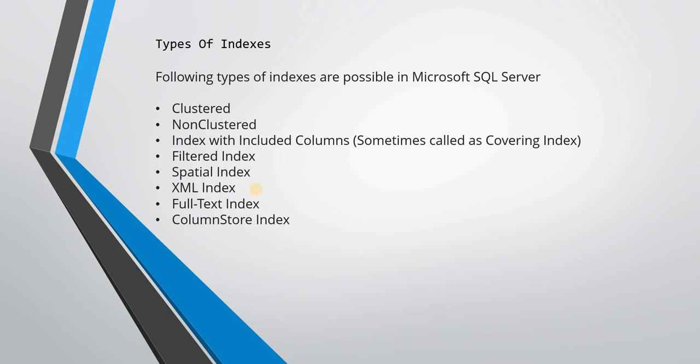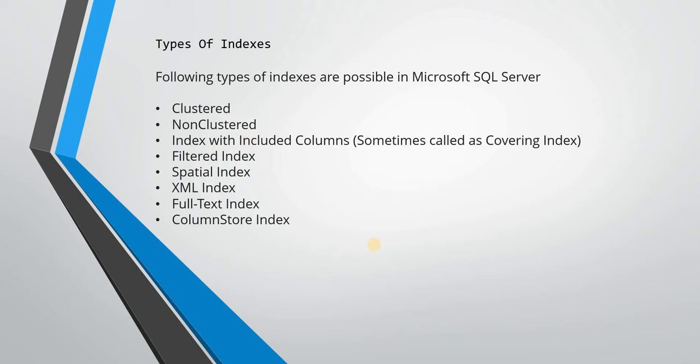How many types of indexes are possible in SQL Server? You can see the list: clustered, non-clustered, index with included columns, which is sometimes also called a covering index, filtered index, spatial index, XML index, full text index, and columnstore index. In this session, we are going to see clustered, non-clustered, and index with included columns, along with the heap.